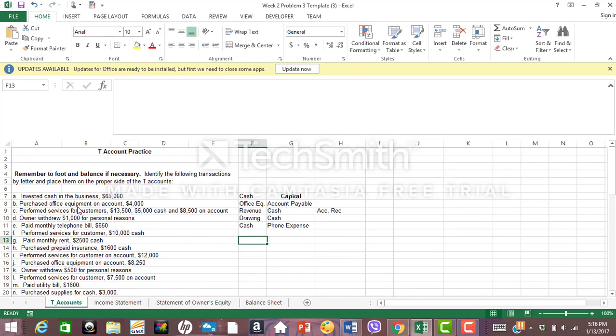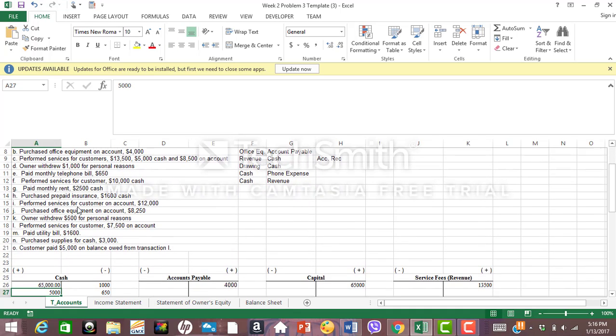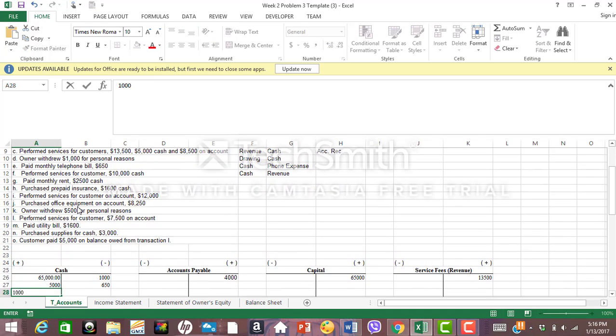The next transaction is perform services for customer $10,000 cash, where cash is getting affected and revenue is getting affected, and that would be for $10,000. So we debit $10,000 here, and then we credit $10,000 under revenue here.